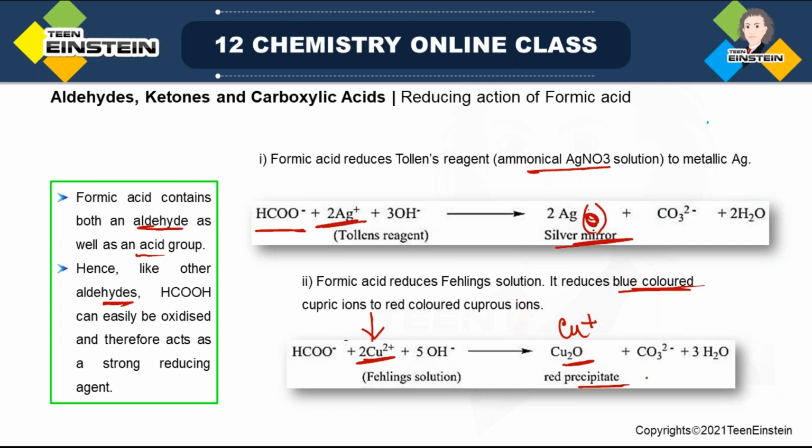So there is a visual color change, and precipitate formation is also there, which is the proof that the test is positive. So the Fehling test and Tollens test both will be positive for formic acid, and this is uniquely for formic acid only, exclusive, not for other carboxylic acids. Okay.